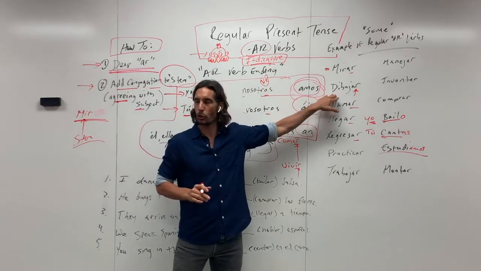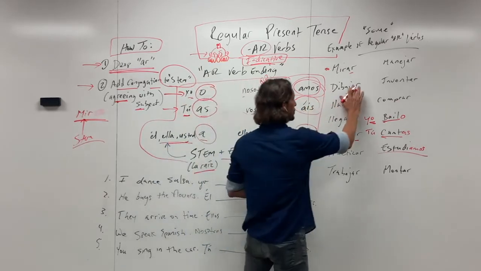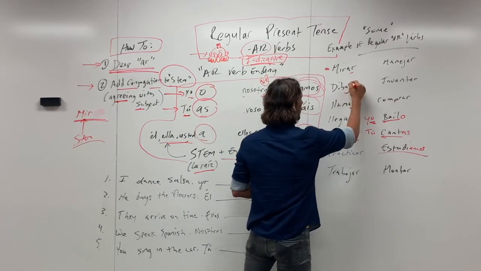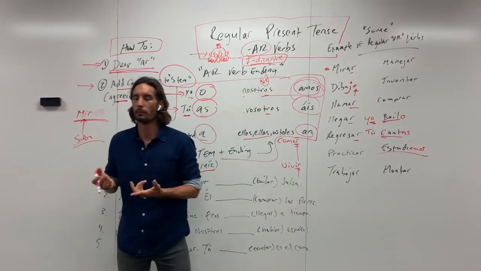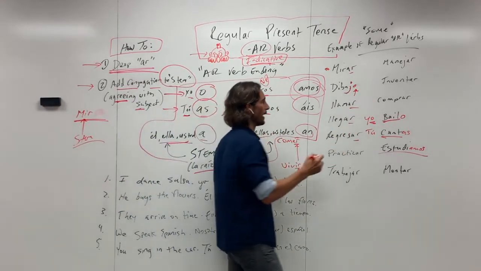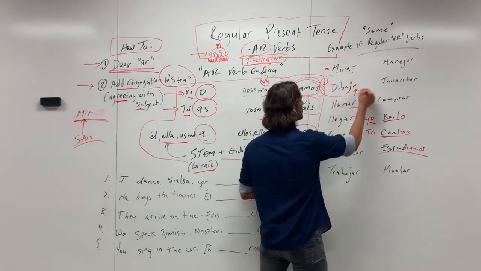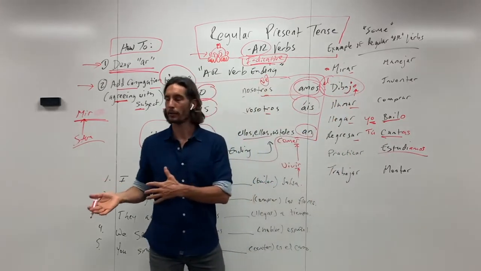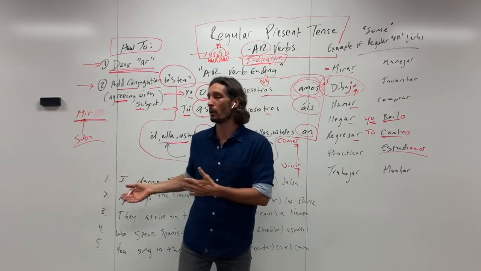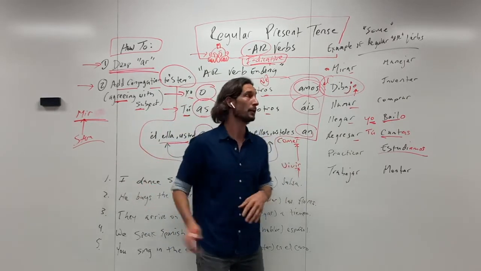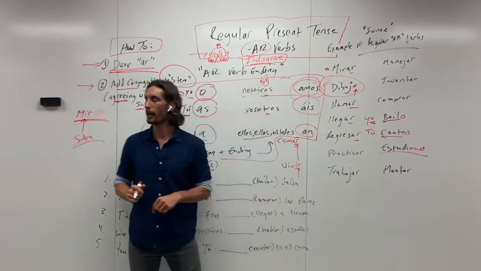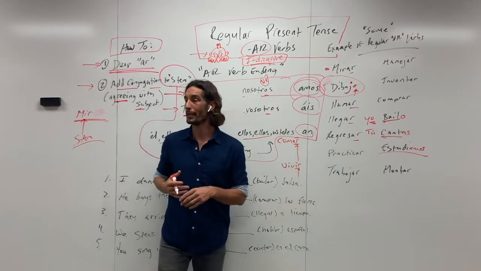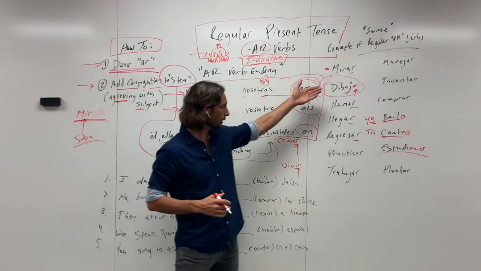Dibujar means to draw. And again, just drop the AR off, and we would put yo dibujo, I draw, right? Now, dibujo as a noun, el dibujo also means a drawing. So you could say yo dibujo un dibujo if you want. So I draw a drawing, right? But as far as conjugating, again, we just drop the AR, add whatever ending it is we want to dibujar.